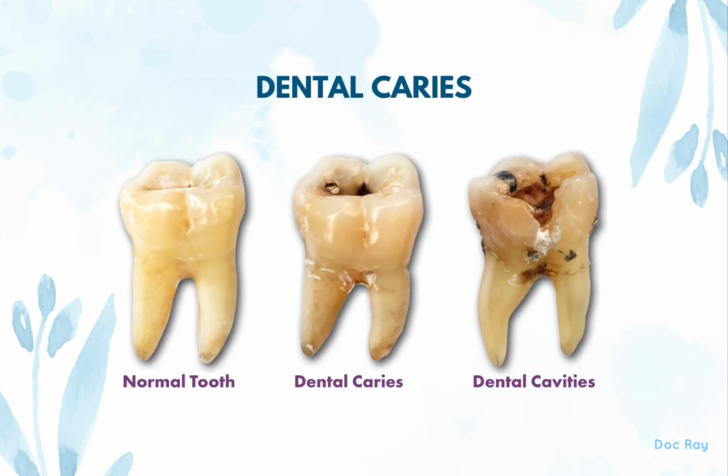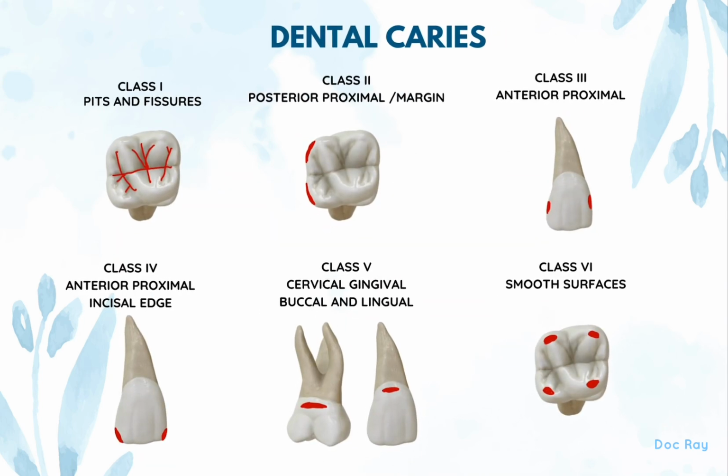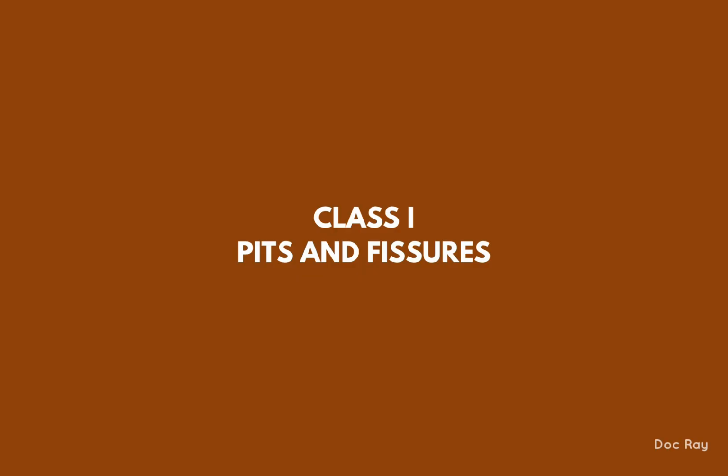Dental caries, commonly known as tooth decay or cavities, are classified into 6 main classes based on the location and extent of the decay. Class 1, pits and fissures. Class 2, posterior proximal or margin. Class 3, anterior proximal. Class 4, anterior proximal incisal edge. Class 5, cervical, gingival, buccal, and lingual. Class 6, smooth surface.